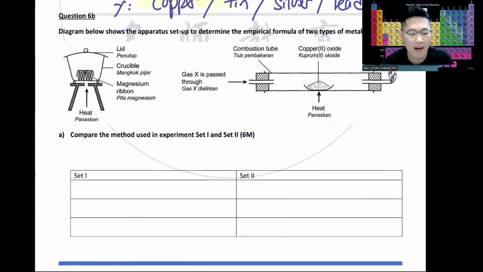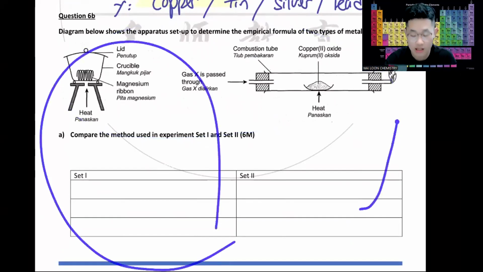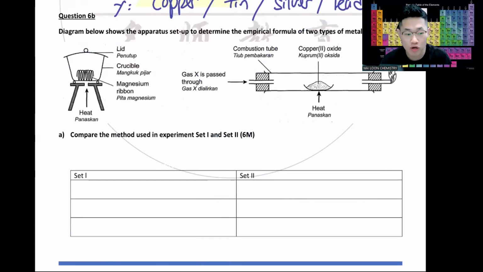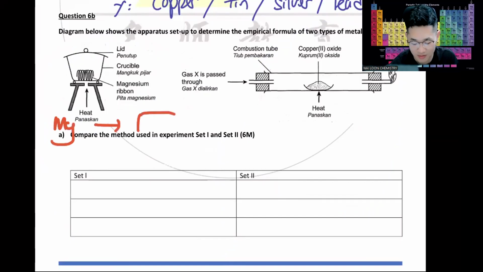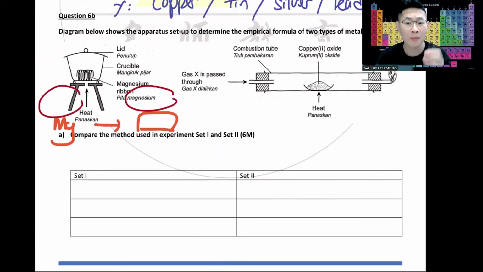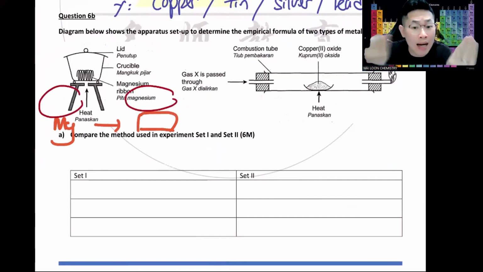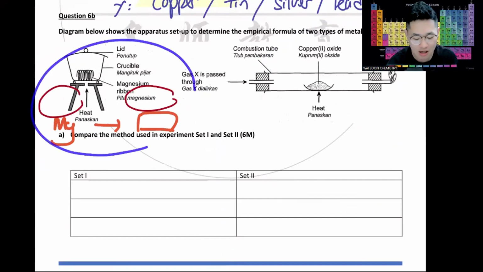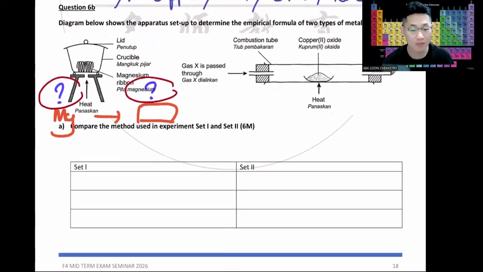So they want me to compare the two methods. Let's compare. Do you remember the first experiment I told you all just now? Let's say Mg. I told you all that these experiments are actually opposite, right? This experiment is turning from something into something. Can you please tell me what is the something and something here?